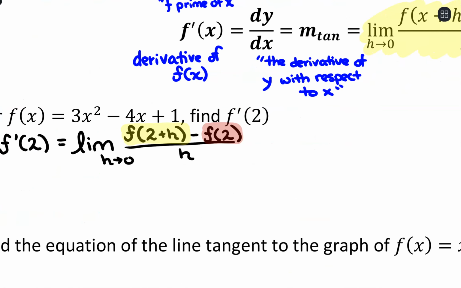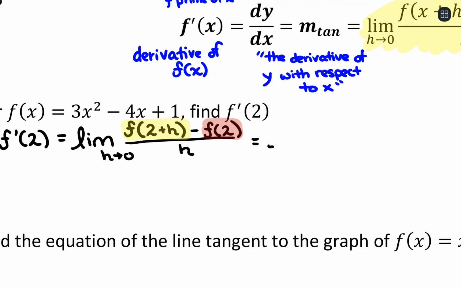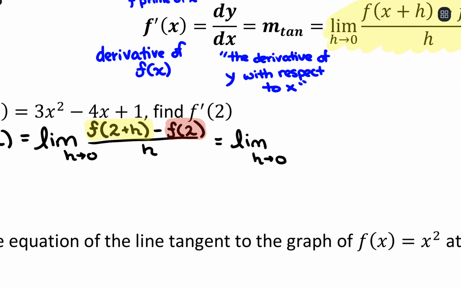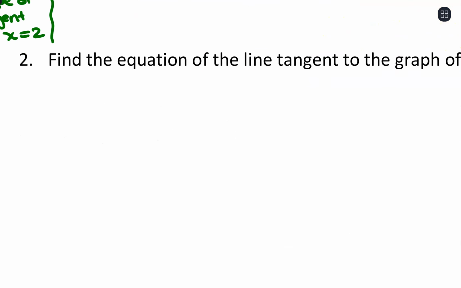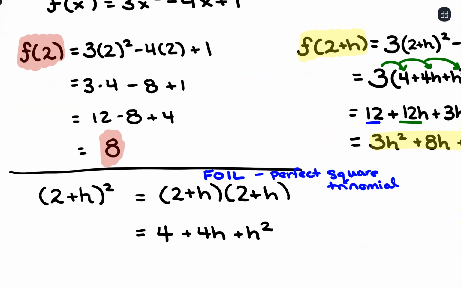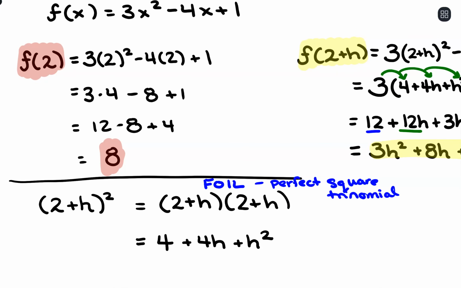So I'm going to come back here. We're still doing the limit as h approaches 0, so don't leave that notation off because that's important to our evaluation. And we'll have 3h squared plus 8h plus 5. So that's our first expression. And then we're subtracting f of 2, which we got as 8.